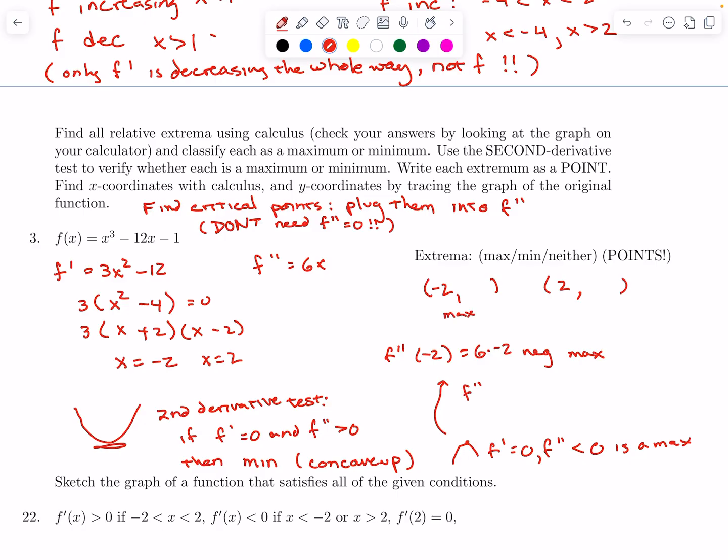F double prime of 2 is positive. And again, if f prime is 0 and f double prime is positive, then we have a min. Plugging it into the calculator, we see that yes, indeed, the max is a higher point and the min is at a lower point. What a surprise.